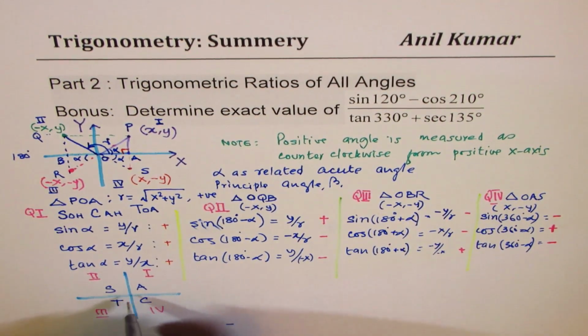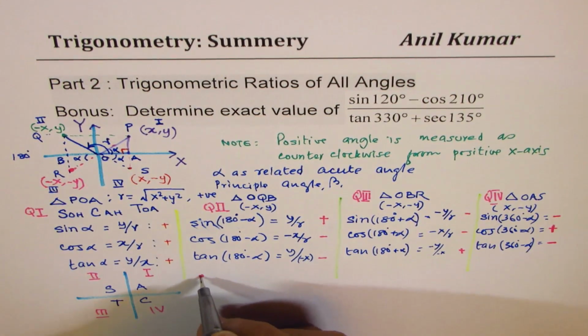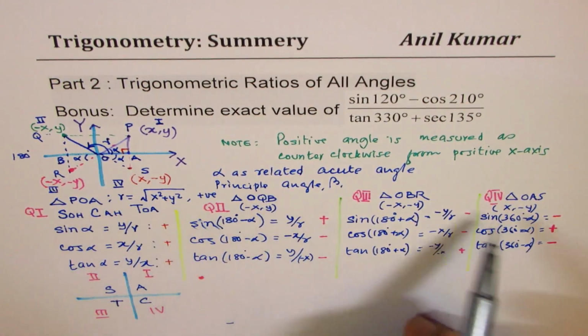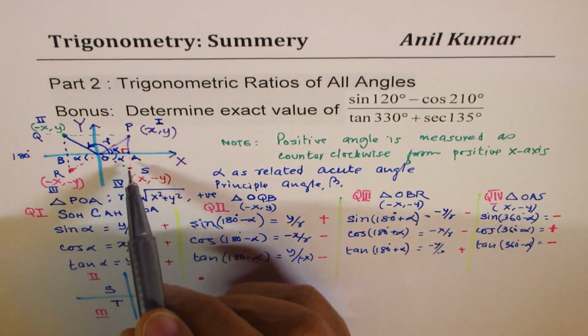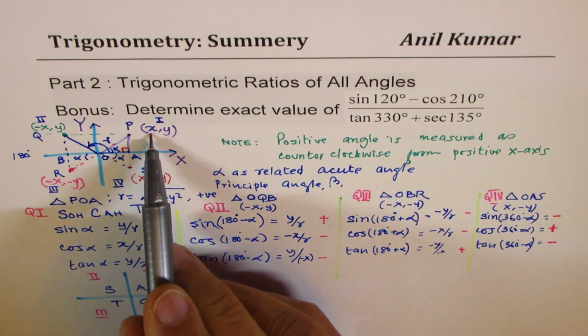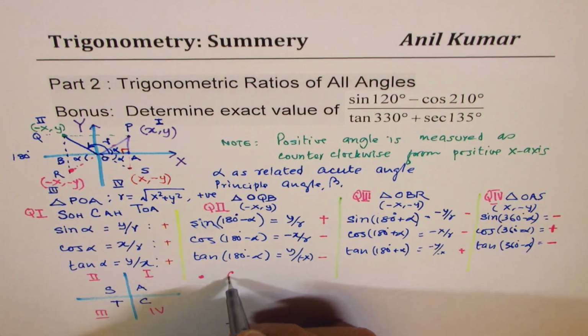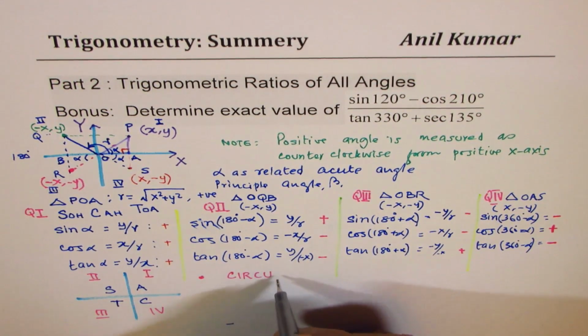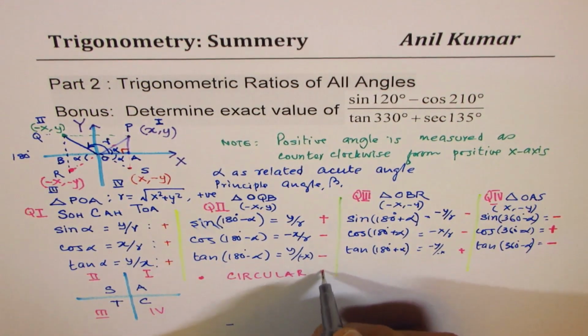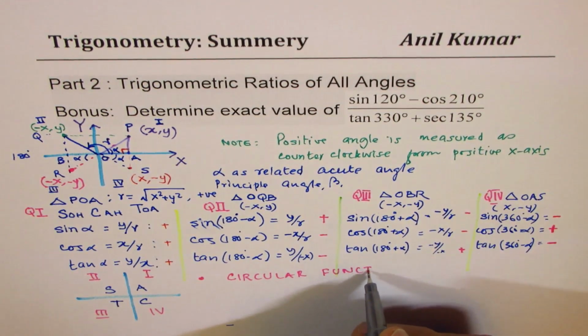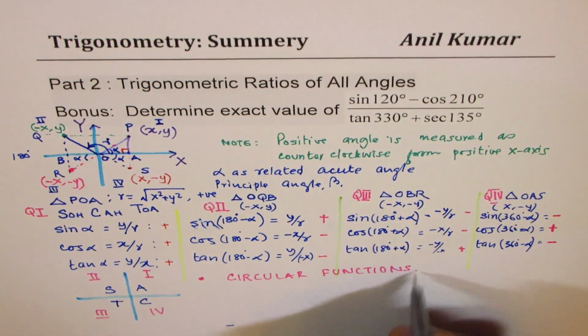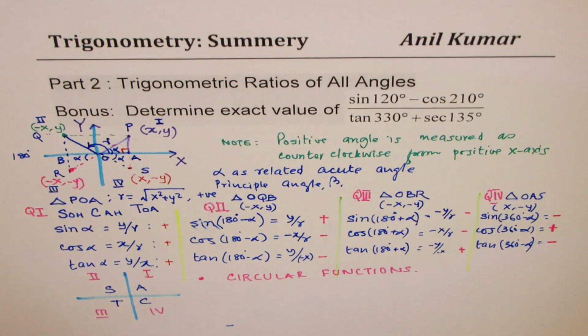Okay? You also observed one thing here. This is the CAST rule, or whatever rule you call it. The values repeat once I complete the circle and go back, I come back to x, y. Do you see that? And that is the reason why we also call them circular functions. Right, they are called circular functions.